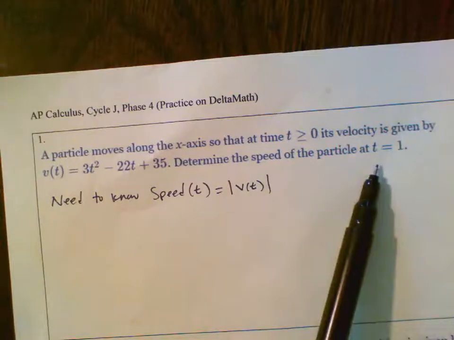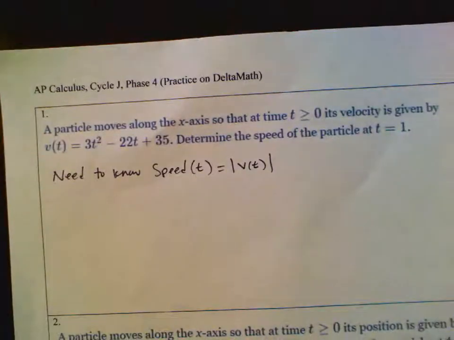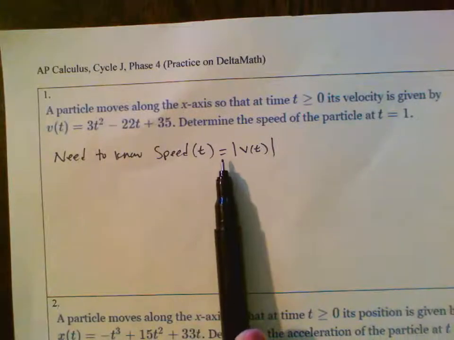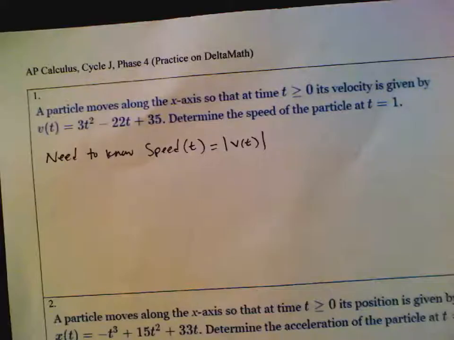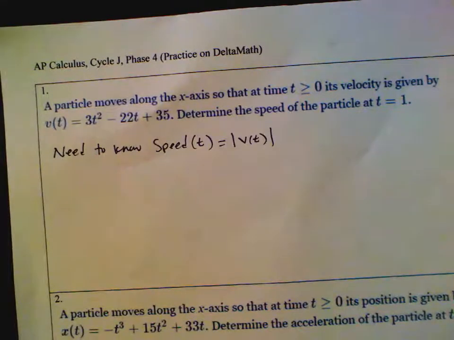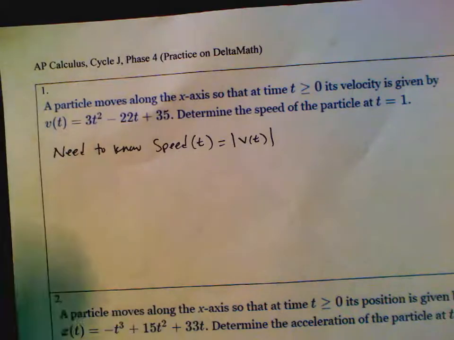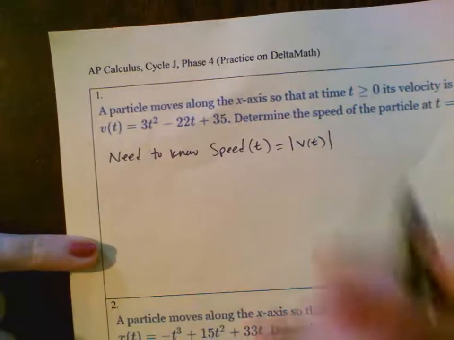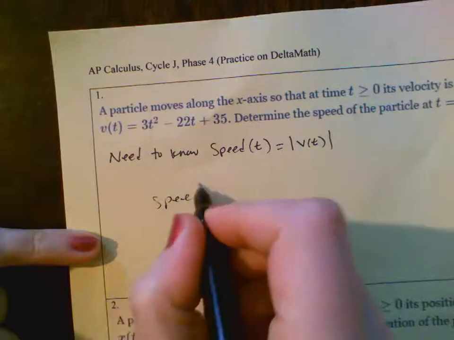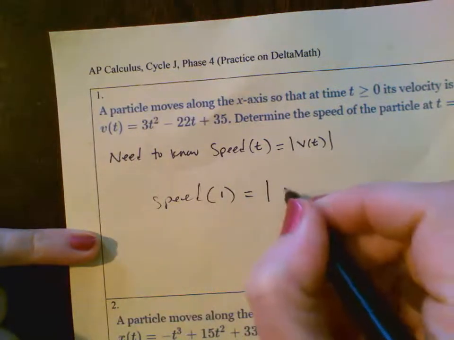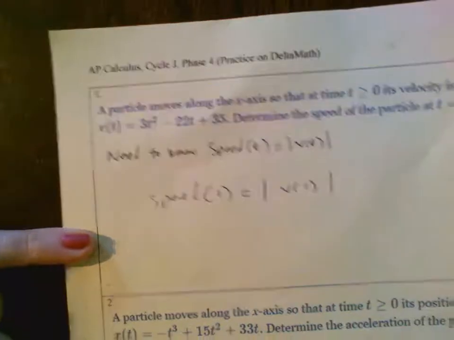Determine the speed of the particle at t equals 1. You need to know that the speed of a particle at any time t equals the absolute value of the velocity at that time. You might say, we've got to take the derivative because velocity is the first derivative, but this already is velocity, so you don't have to take a derivative. So the speed at 1 is going to be equal to the absolute value of the velocity at 1.